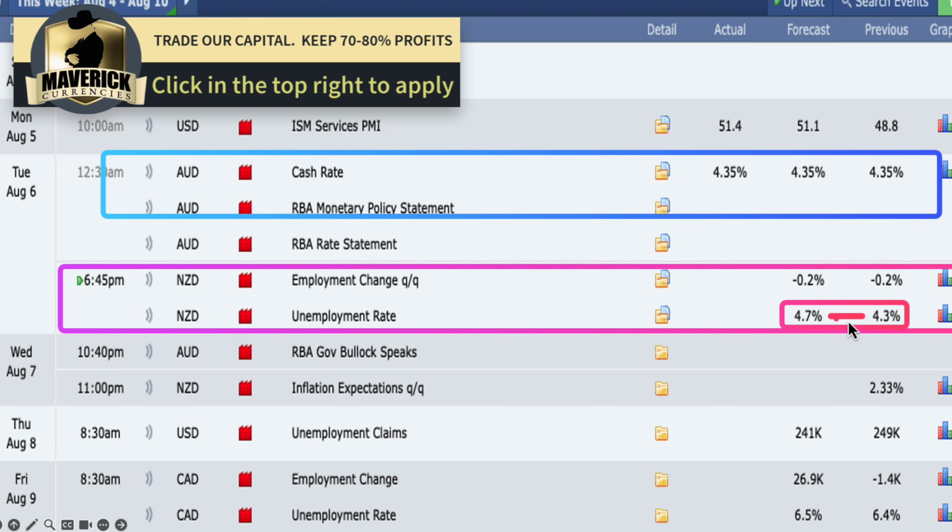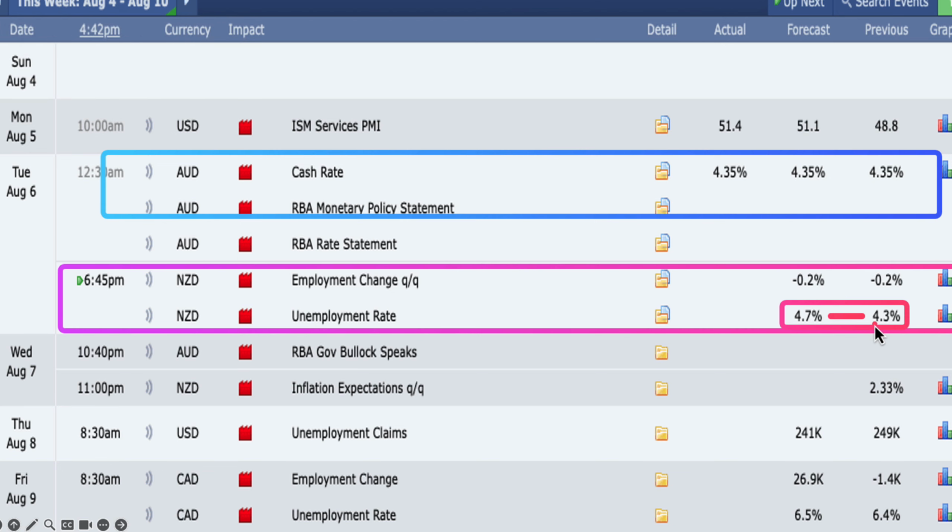They're looking for an increase in the unemployment rate. If it comes out better than expected, we'll probably see a rally in the Kiwi. But if this comes out worse than expected, we'll probably see another sell-off in the Kiwi there.